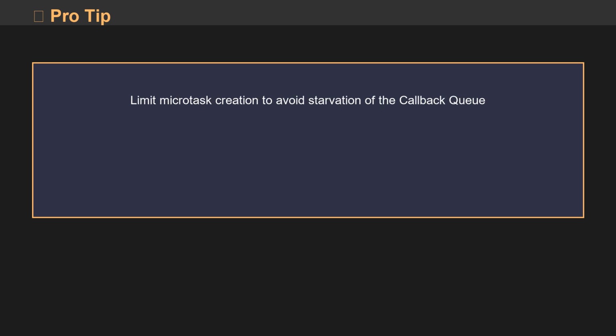Another important tip is to limit microtask creation. If you create too many microtasks, you can starve the callback queue, which can lead to unresponsive applications. When using async/await, remember that each await creates a microtask. While async/await makes your code cleaner, be aware of the microtask implications, especially in performance-critical sections.